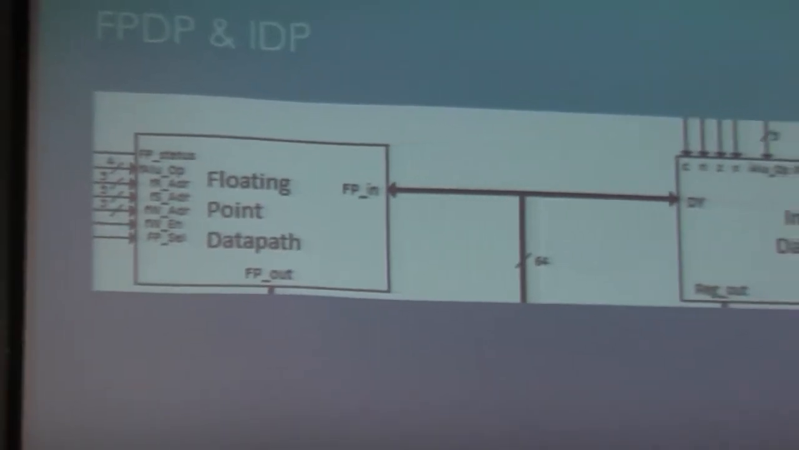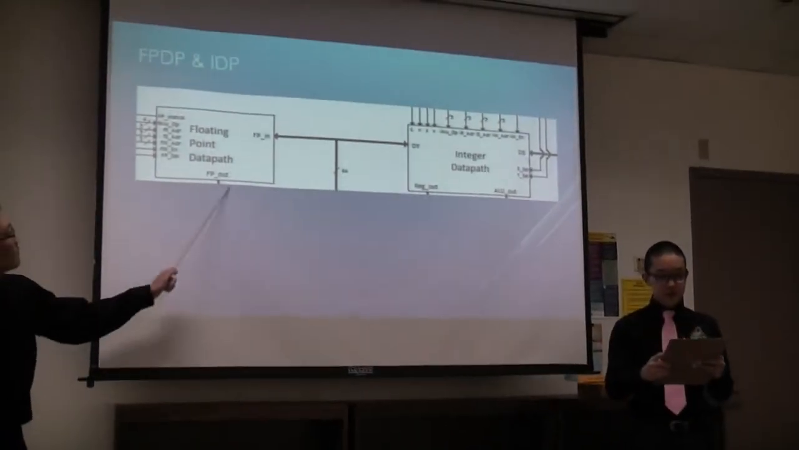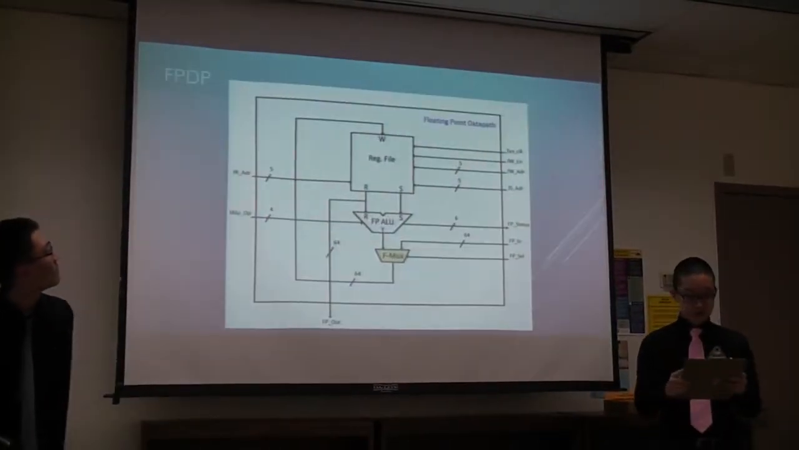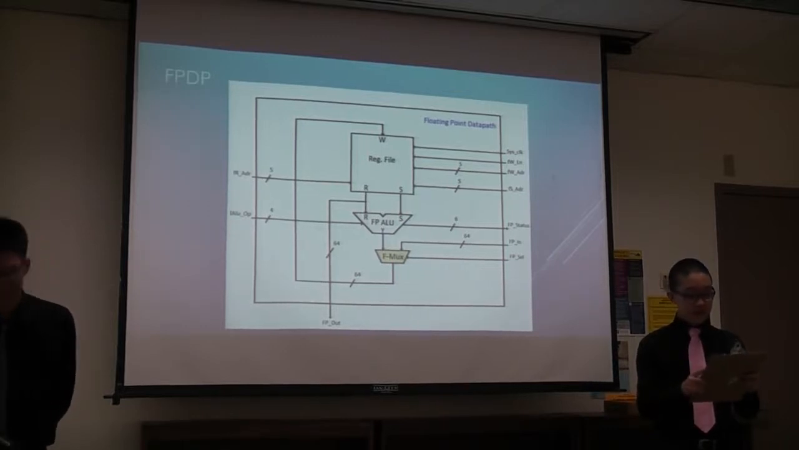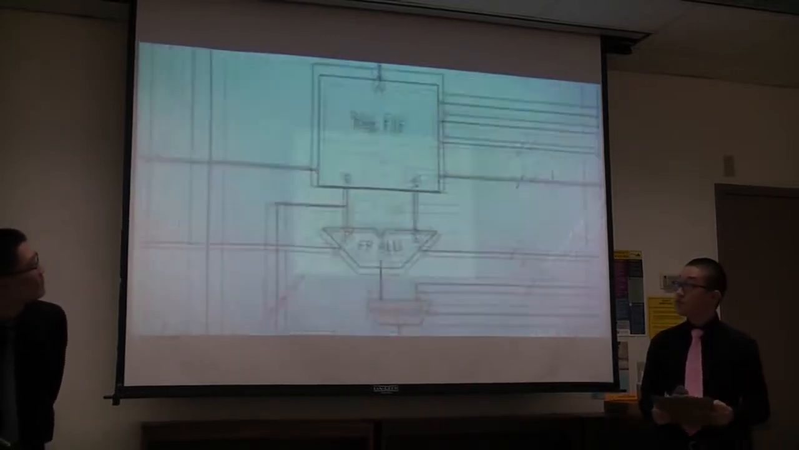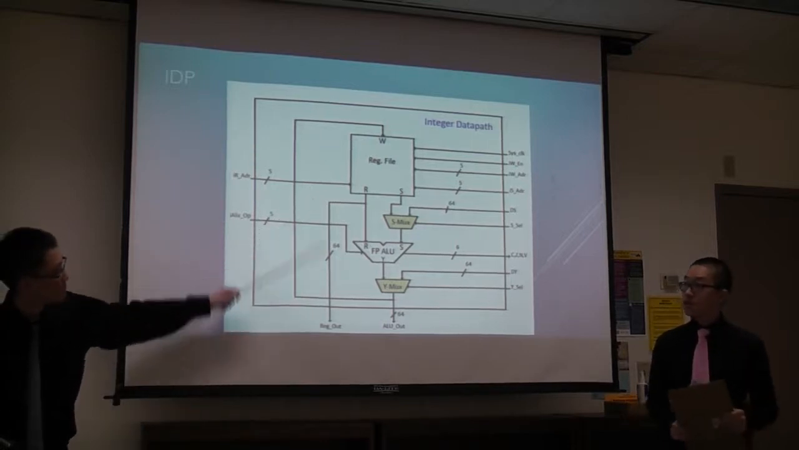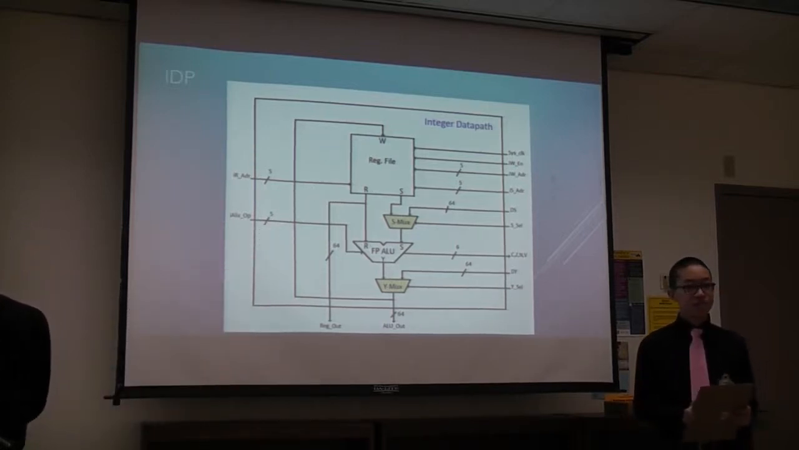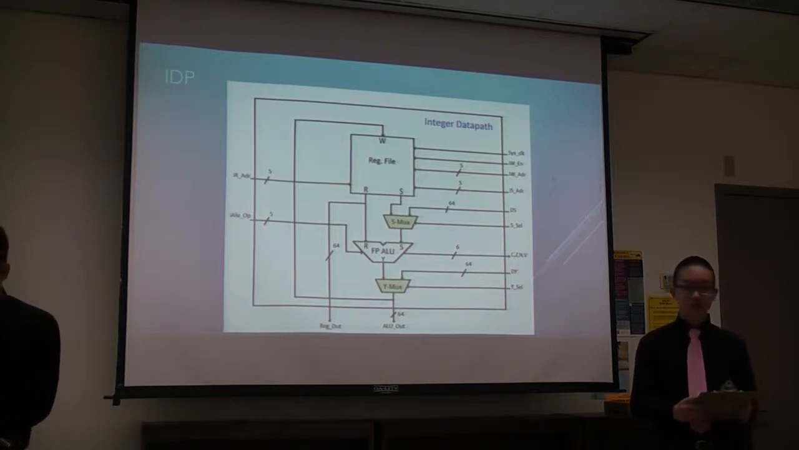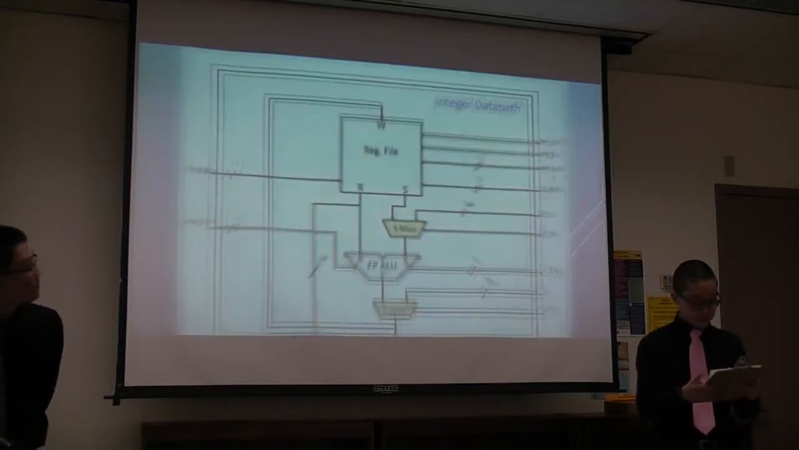As mentioned before, inside the execution unit is the floating point data path and the integer data path. The floating point data path handles floating point numbers, and the integer data path handles integers. As you can tell, there weren't any significant changes from the baseline.